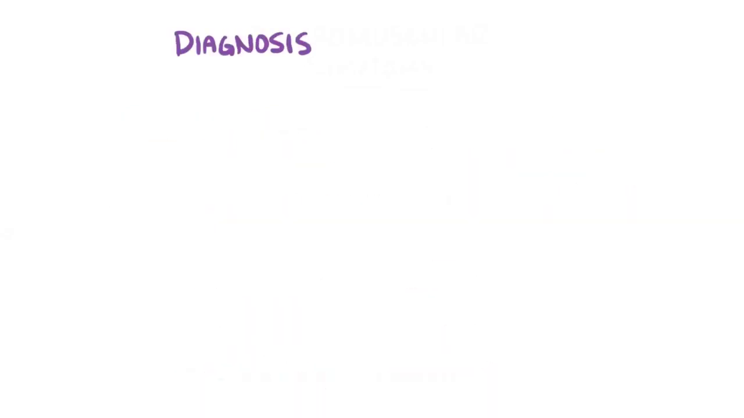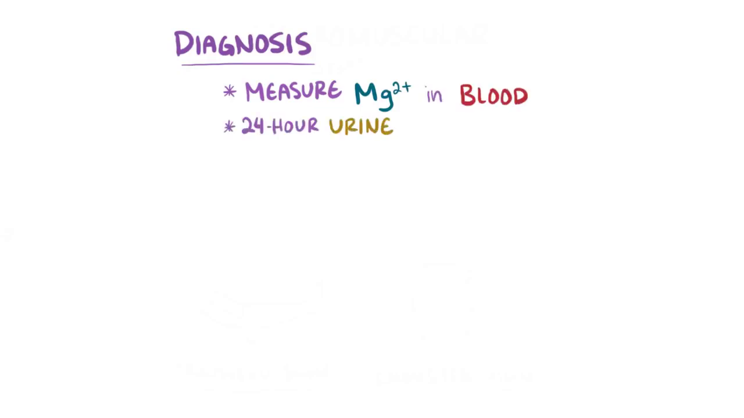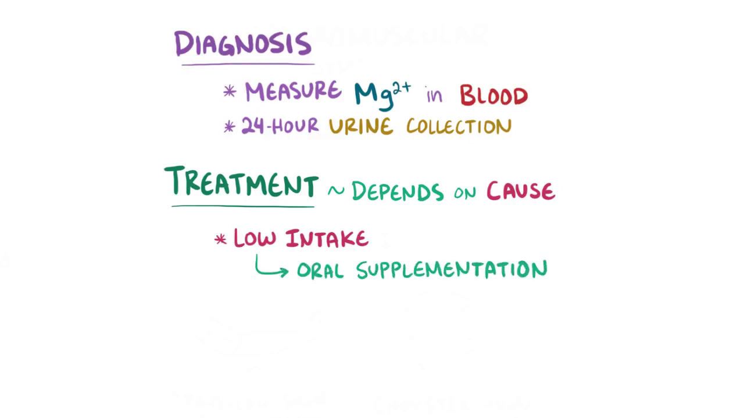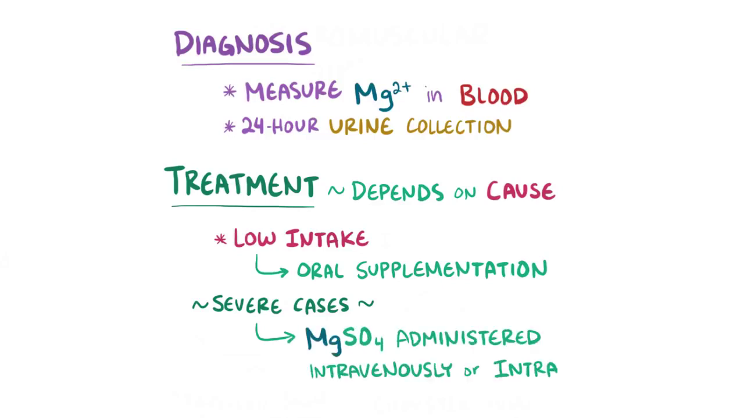Now, diagnosis of hypomagnesemia is usually done by measuring the level of free unbound magnesium in the serum, or doing a 24-hour urine collection. Treatment here depends on the cause. So, for example, if it's due to inadequate intake, then it can be supplemented orally. In more severe cases, magnesium can be given in the form of magnesium sulfate intravenously or intramuscularly.